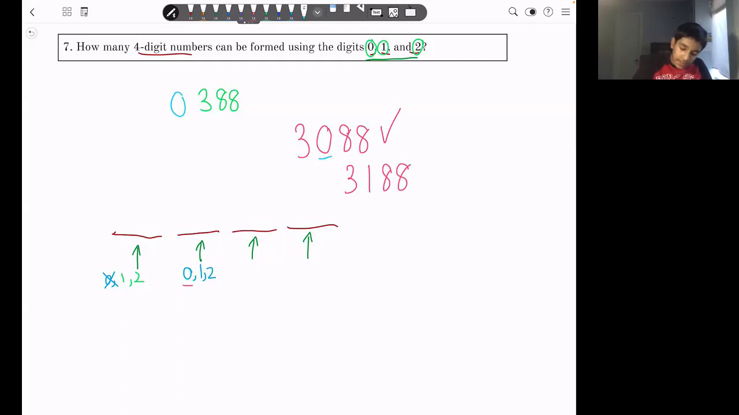And similarly for the next 2 digits, it's also 0, 1, and 2. Right? Because it can be anything. It can be 0 if it can. So now there are going to be 2 choices for this digit, since 1 or 2. 3 choices, 0, 1, or 2. 3 choices, 0, 1, or 2. And 3 choices, again 0, 1, or 2. This is 2 times 27, which is 54.